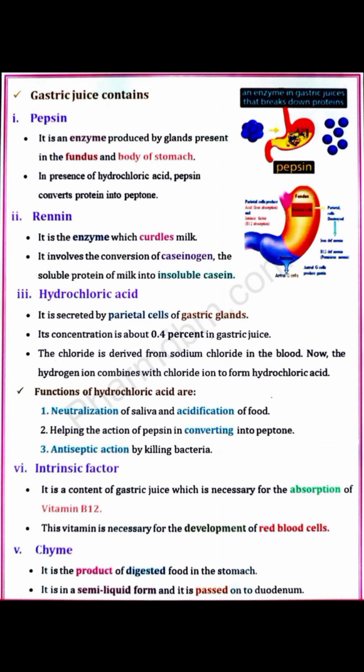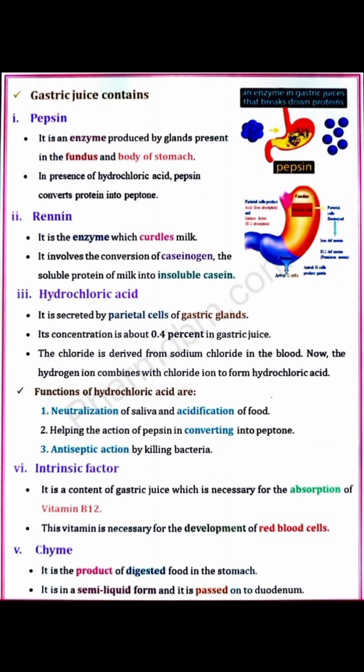Third one, hydrochloric acid. It is secreted by parietal cells of gastric glands. Its concentration is about 0.4% of gastric juice. The chloride is derived from the sodium chloride in the blood. Now the hydrogen ion combines with the chloride ion to form hydrochloric acid. Functions of hydrochloric acid are neutralization of saliva and acidification of food, helping the action of pepsin in converting protein to peptone, and antiseptic action by killing bacteria. Fourth one, intrinsic factor.